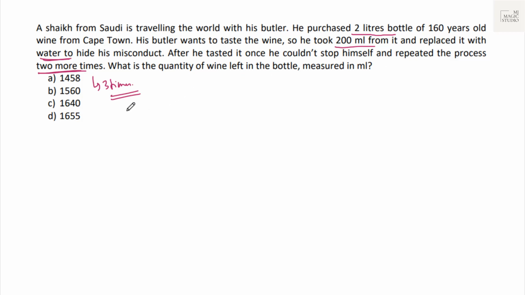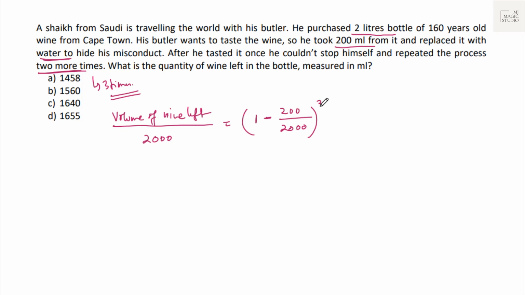We know the formula is for proportion. We can use it for volume also if in the beginning the entire bottle contains wine. So it can be written as volume of wine left by volume of wine in the beginning, that was 2 liters, that means 2000 ml, equals 1 minus taken out quantity 200 by initial quantity 2000, to the power 3. You know the formula? Proportion of wine left by proportion of wine in the beginning equals (1 minus C by E) to the power n.